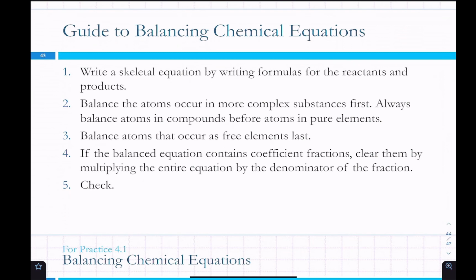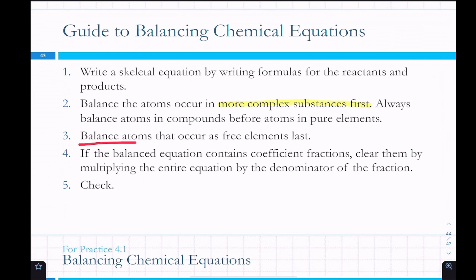If you already have that, then you balance the atoms that occur in more complex substances first. And then always balance atoms in compounds before atoms in pure elements. The reason for that is, if you add a coefficient to a compound, you not only change 1 element, you change 2 elements at least. And it's always easier to end on adding a coefficient for a single element if possible. A lot of the time, especially double displacement reactions, you won't be able to do that. But if you have the option, more complex substances first.